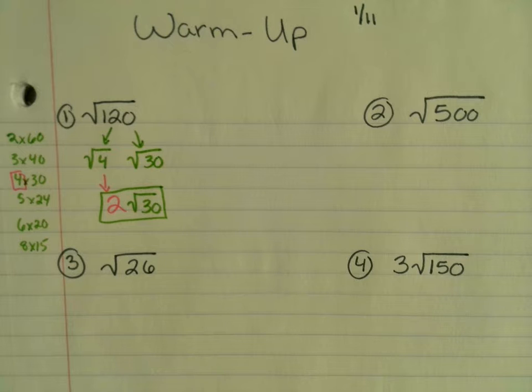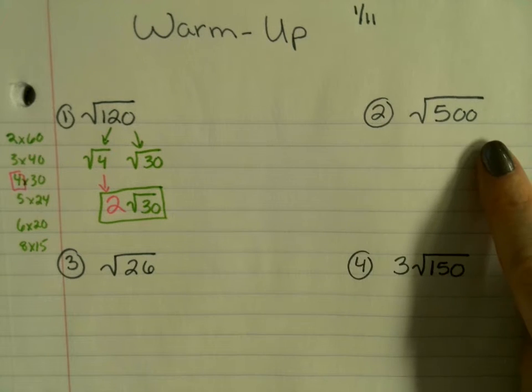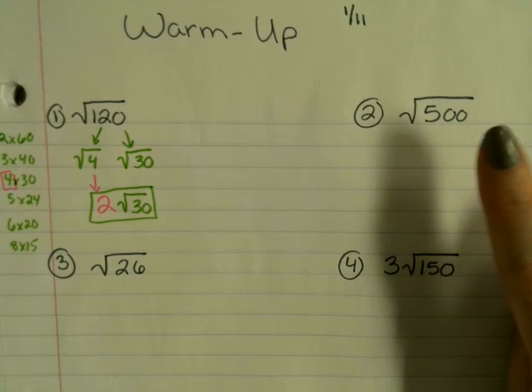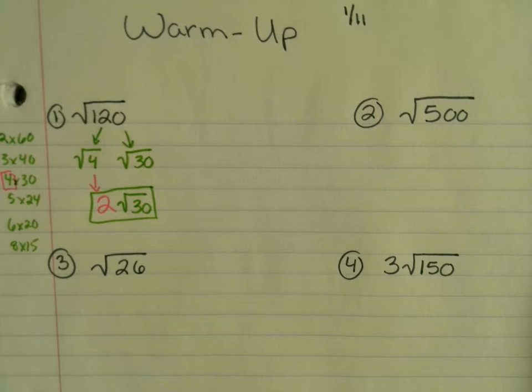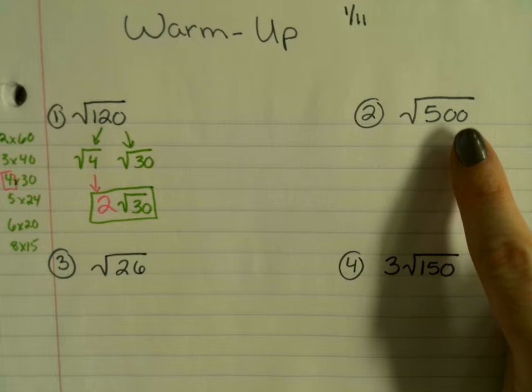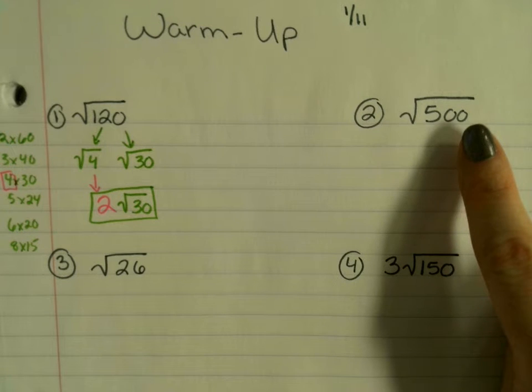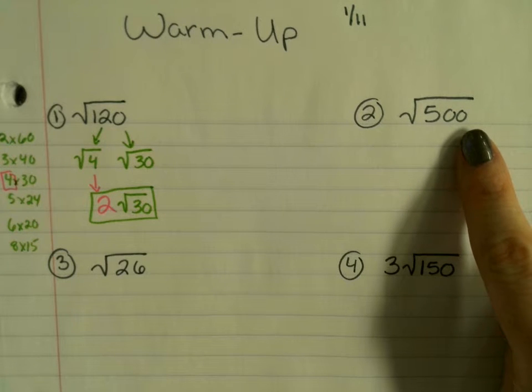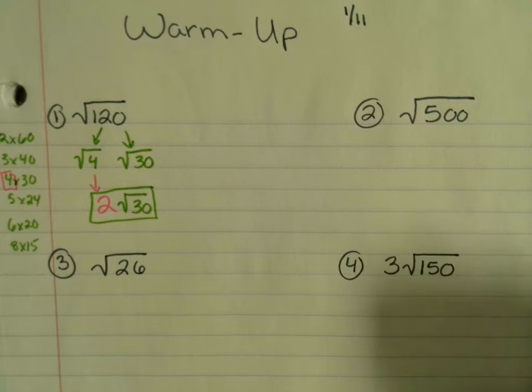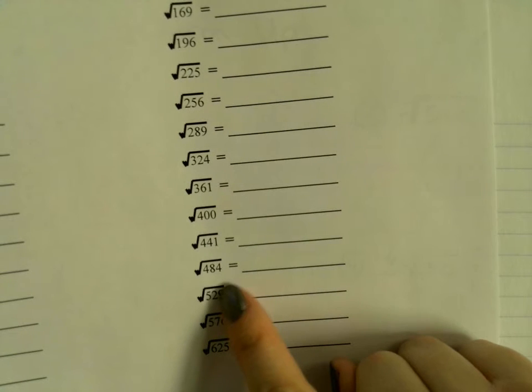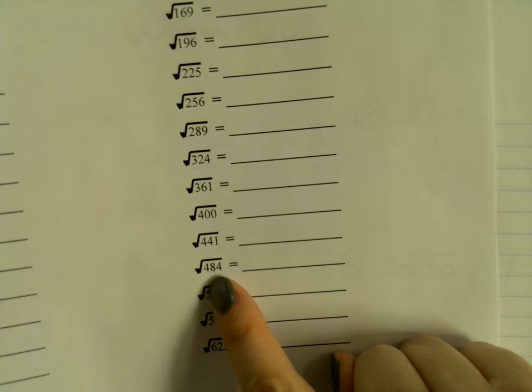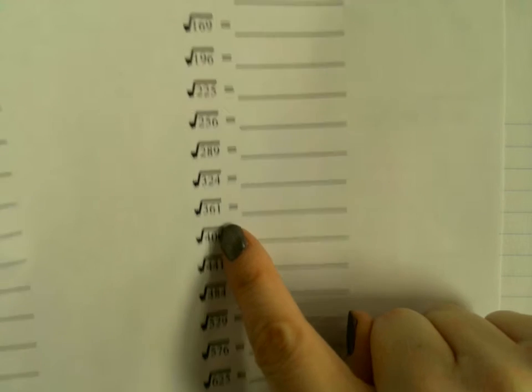Okay, what about problem number 2? We have the square root of 500. What is the largest perfect square that can go into 500 evenly? 10's not a perfect square. 100. 100 is the largest perfect square that can go into it evenly. Again, if you look at your perfect squares list, what's less than 500? None of those are going to go into it very nicely until you get all the way down to the 100.